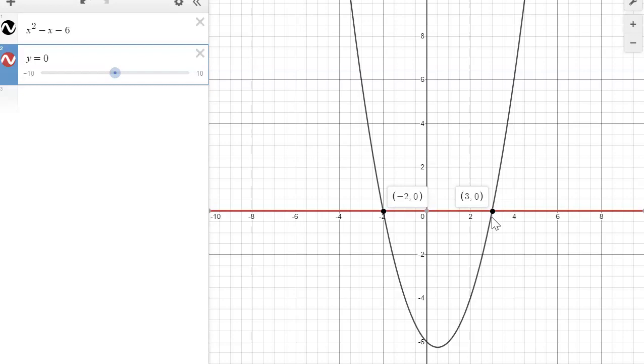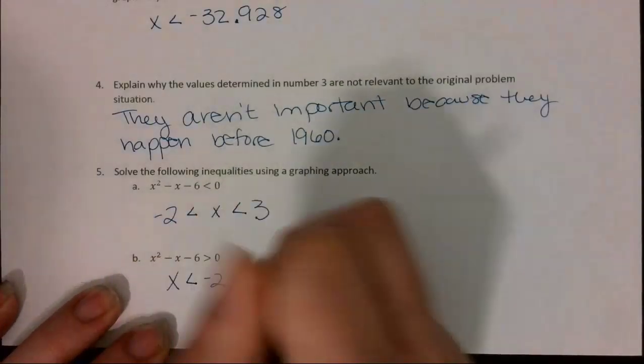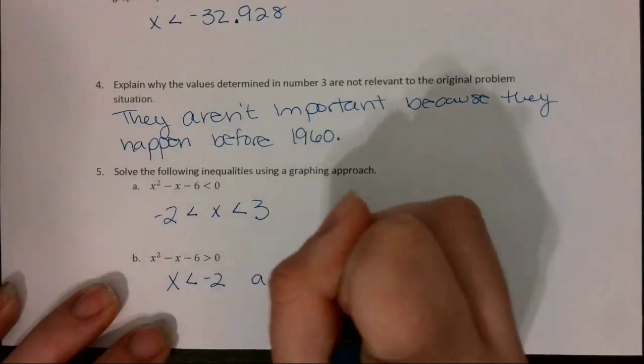Okay. B is the same equation, but instead of being less than, it's greater than, so I care about where it's greater than. So numbers less than -2 on the left, numbers greater than 3 on the right. So the way I write this is x is less than -2 and x is greater than 3.